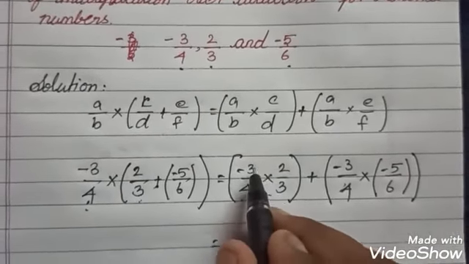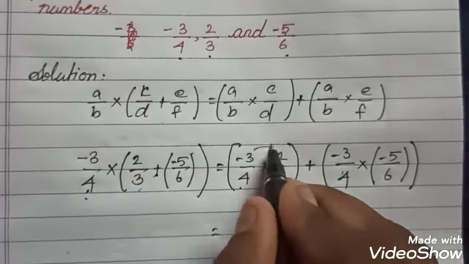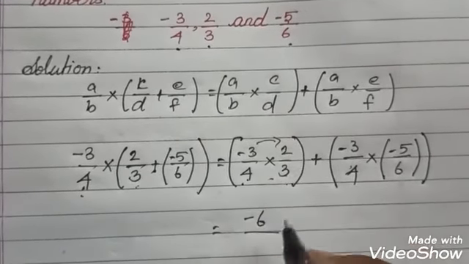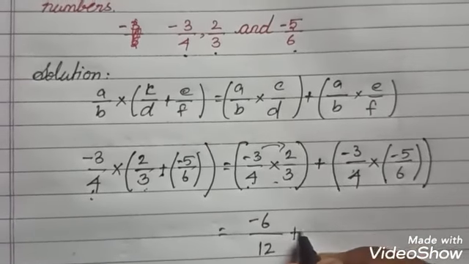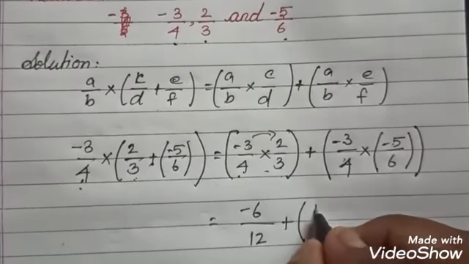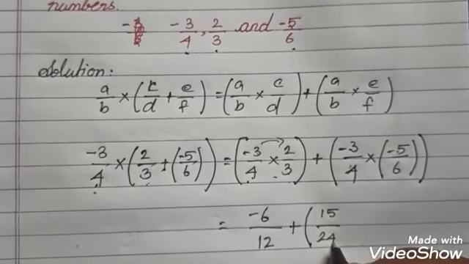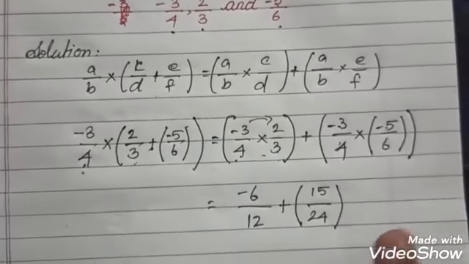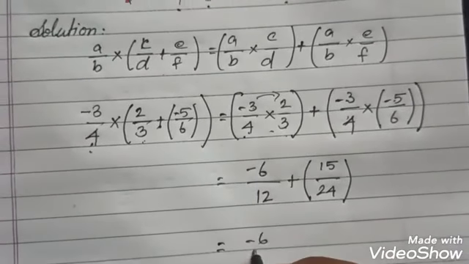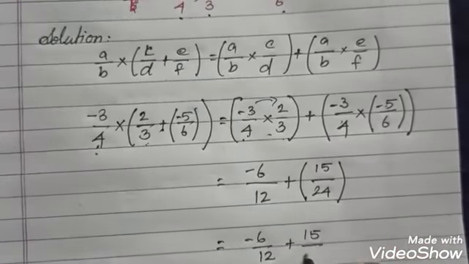Multiply means numerator to numerator, denominator to denominator. Plus into minus, minus. So 3 2s are 6, minus 6 divided by 4 3s are 12. Plus, so minus 3 into minus 5, it should be plus 15. So 4 6s are 24. So now we get minus 6 by 12 plus 15 by 24.